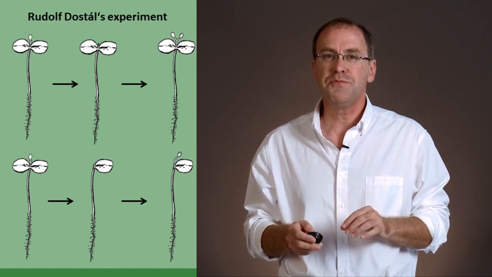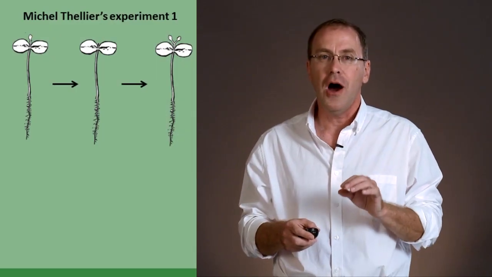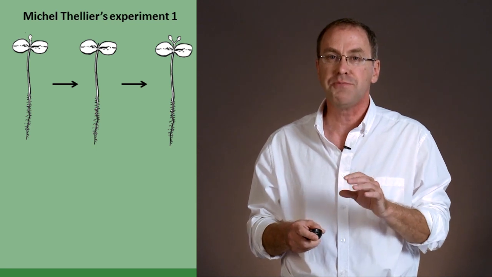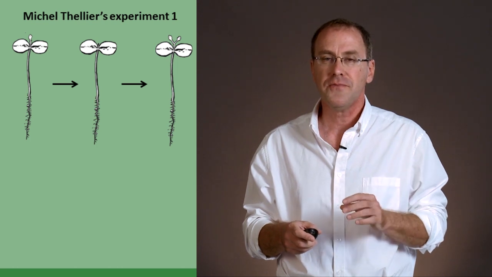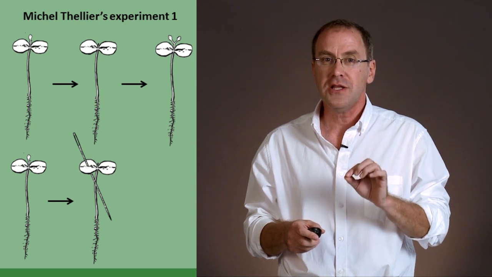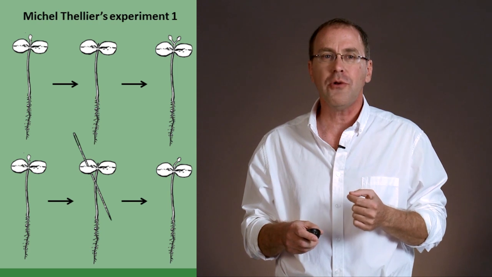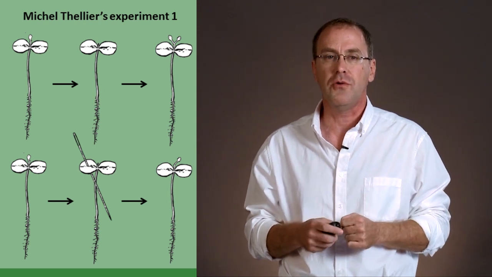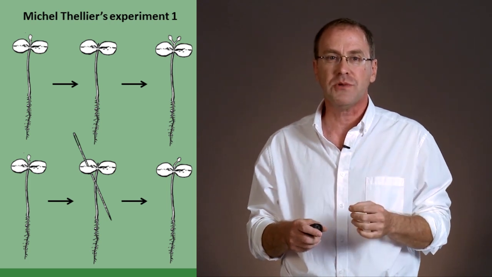Well, Dostal's research was picked up by a French scientist named Michel Thellier. He's a member of the French Academy of Sciences. And what he noticed after decapitating the apical bud on his plant of choice, which is called Bidens pilosa, was that both lateral buds started to grow more or less evenly. But if he simply wounded one of the cotyledons, didn't remove it, then in this case, again, only the lateral bud closest to the healthy leaf would grow. He didn't have to completely mangle the cotyledon. He didn't have to remove it to get the response.